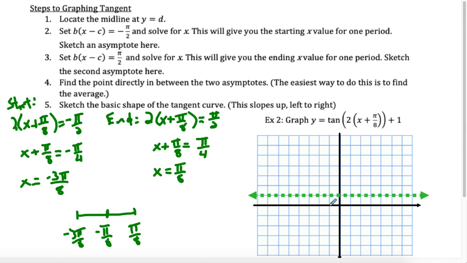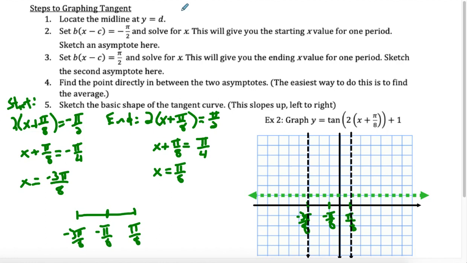So we can go negative 3 pi over 8, negative pi over 8, and positive pi over 8. Sketch in your asymptotes. And sketch the basic shape.